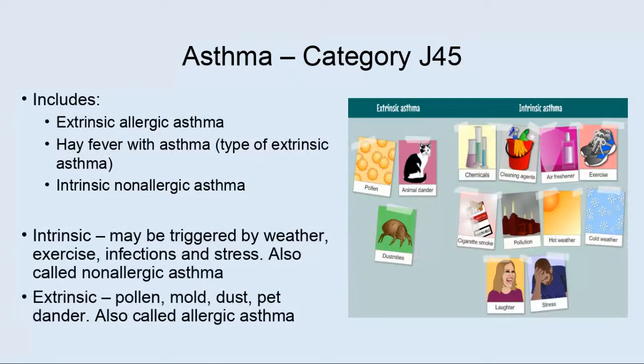So what is asthma? Asthma may be described as extrinsic or intrinsic. It may be allergic or non-allergic. So intrinsic means it may be triggered by weather, exercise, infections, or stress. This is also called non-allergic asthma. Extrinsic is caused by pollen, mold, dust, pet dander, things like that. It's also called allergic asthma. For example, hay fever is a kind of extrinsic asthma.